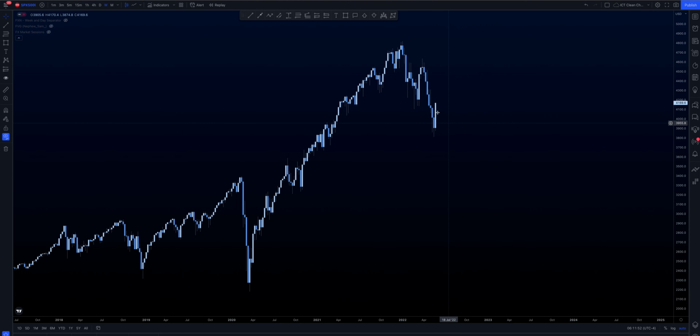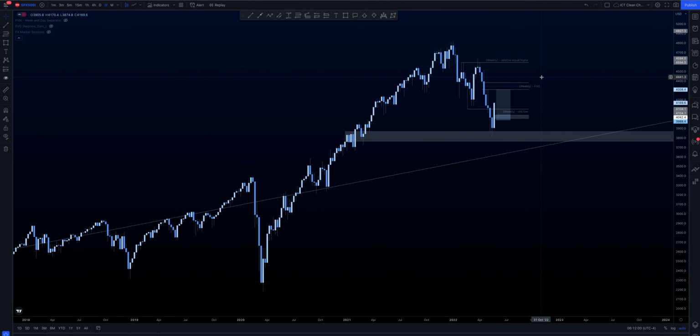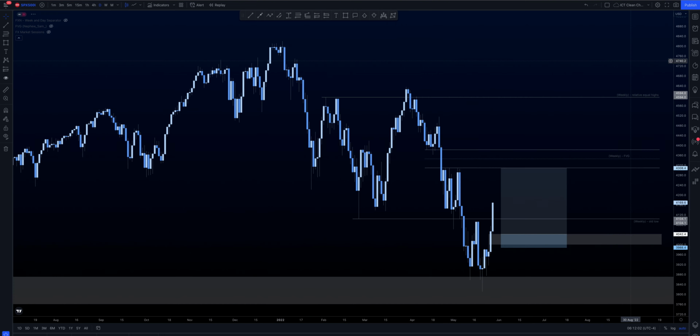the likelihood of it just completely turning around here now without some form of follow through I would say is unlikely, but that's not to say that it wouldn't happen. So we just need to make sure that we are remaining nimble.